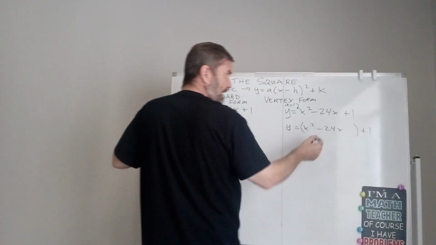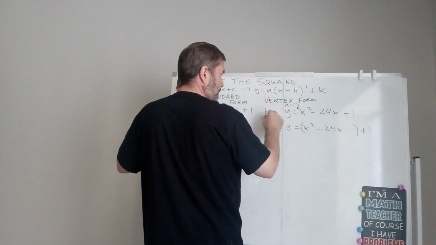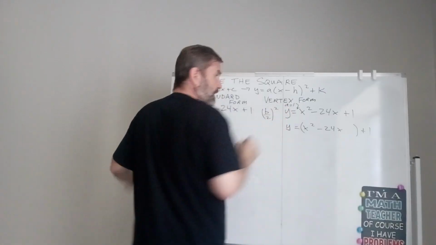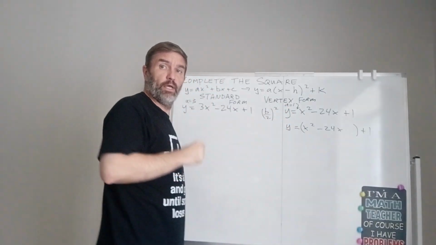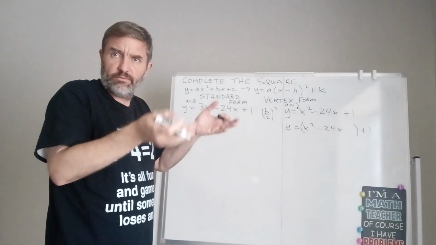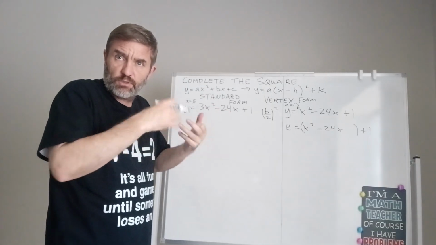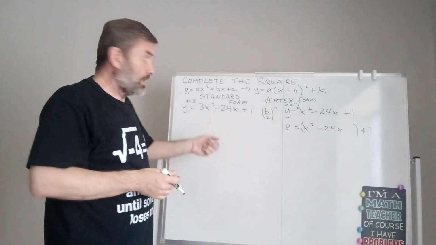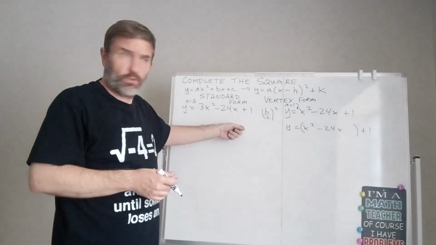Now, we still want half of 24. Remember, for completing the square, we want b over 2 squared. Why? Well, that's the pattern. Take a binomial, any binomial, x plus 5, square it, x minus 7, square it. You're going to see the pattern that the back number is that number that you started with squared.